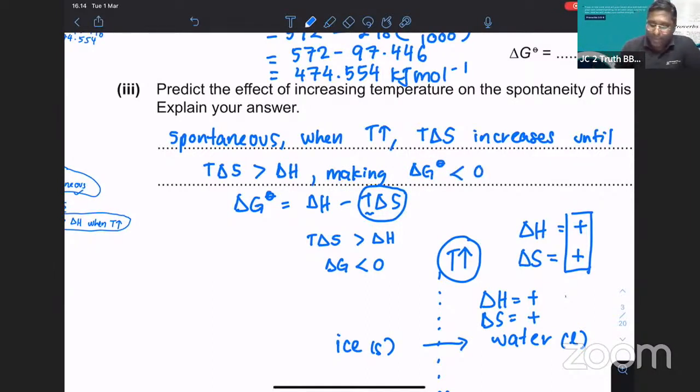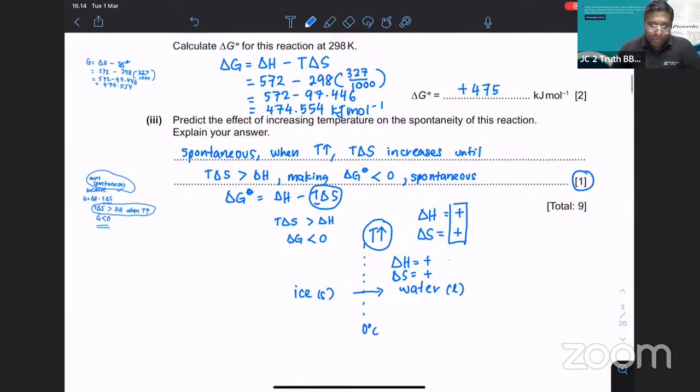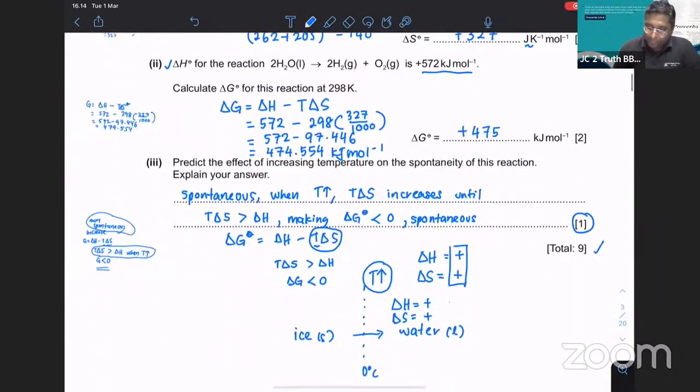And when Gibbs free energy becomes less than 0, which is a negative value, then the reaction is going to be spontaneous. So this is how you explain to get this 1 mark. Do remember you need to explain. If you don't explain, you are not going to get the mark. So this is going to be predicting the effect of increasing temperature. So that's going to be a total of 9 marks for this particular question.